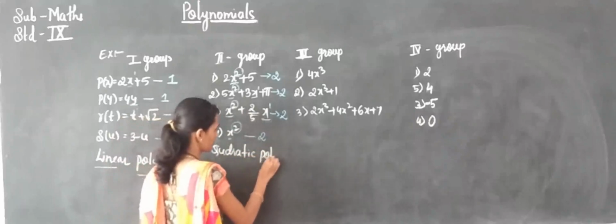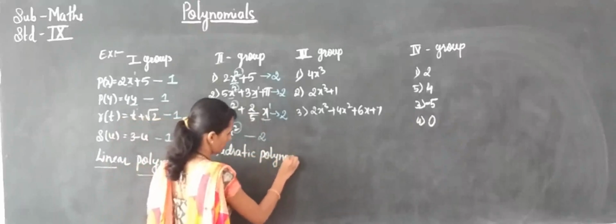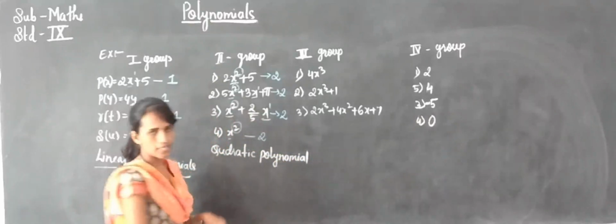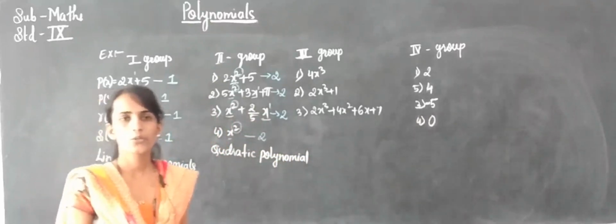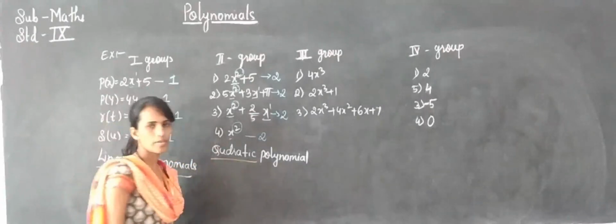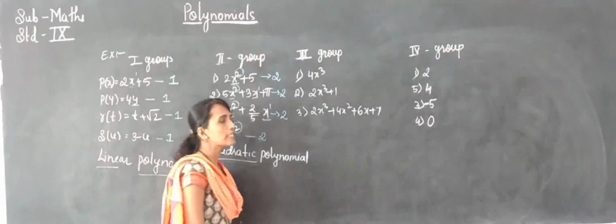Quadratic polynomial. Linear polynomial, like quadratic. So a polynomial of degree 2 is called a quadratic polynomial. Now come to the third one.